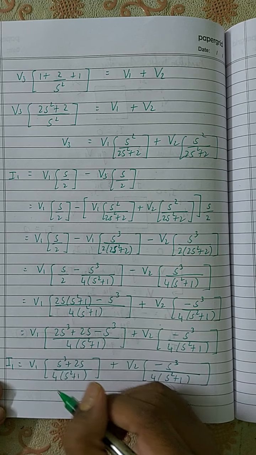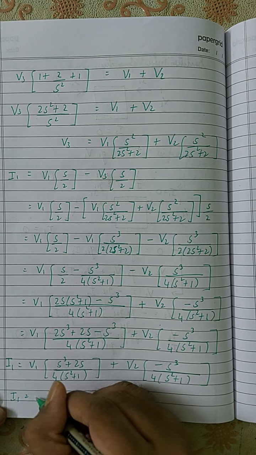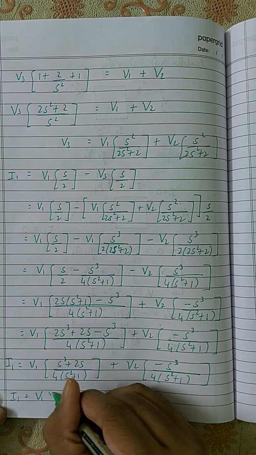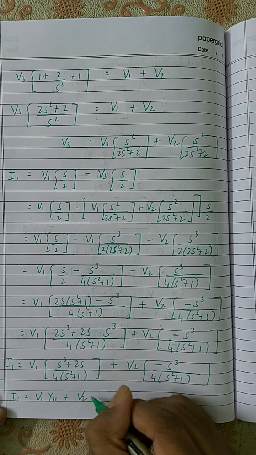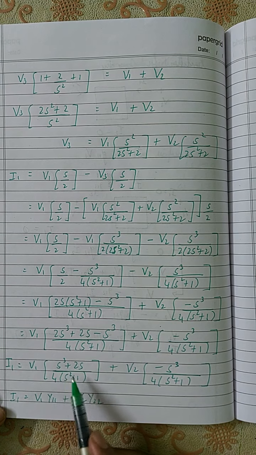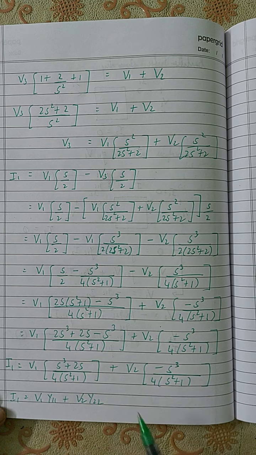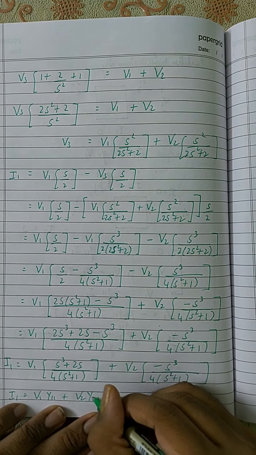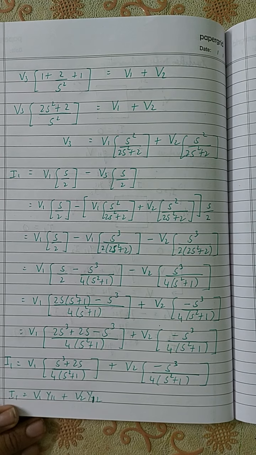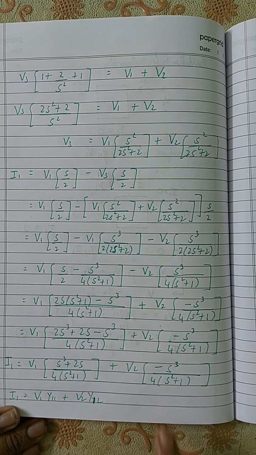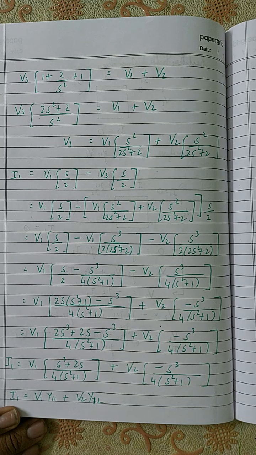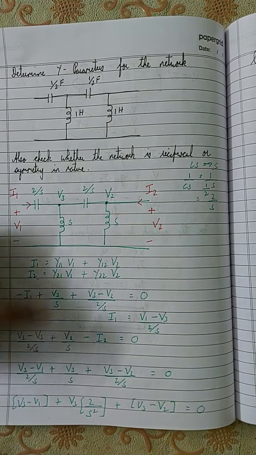This is I1. So we know that I1 is equal to v1 into y11 plus v2 into y12, which means by comparing these two equations, we can say that this is y11 and this is y12. Now in the same way I'm going to apply it over here in terms of I2.